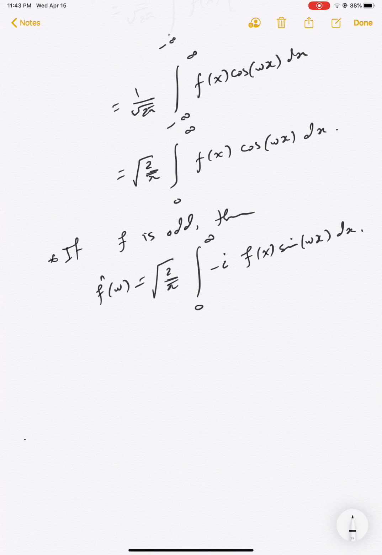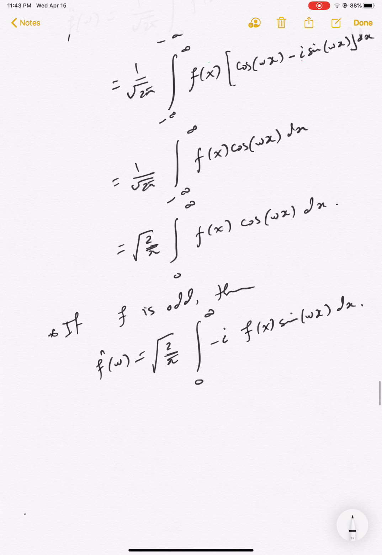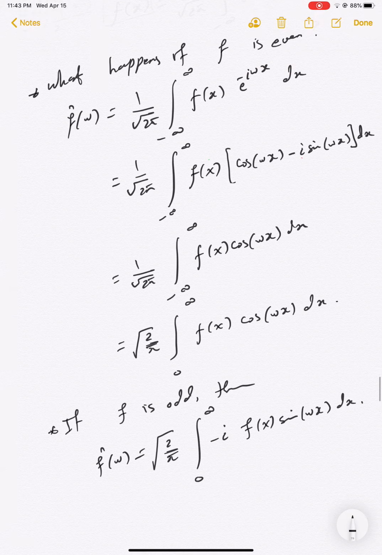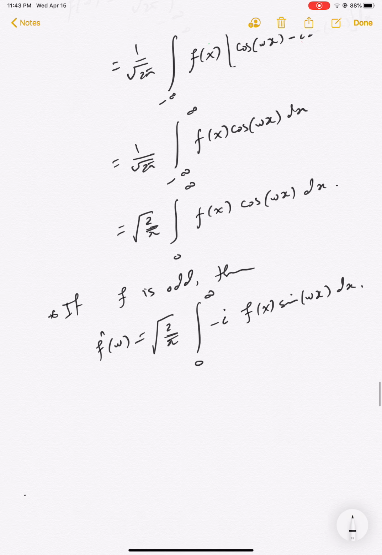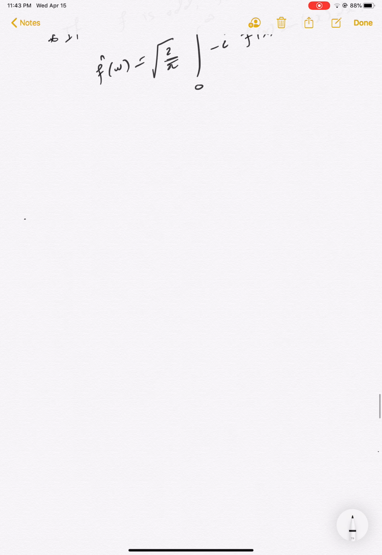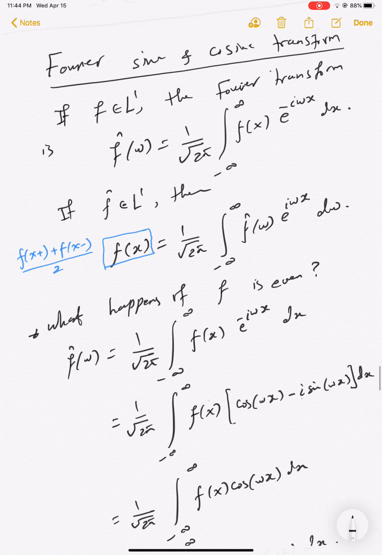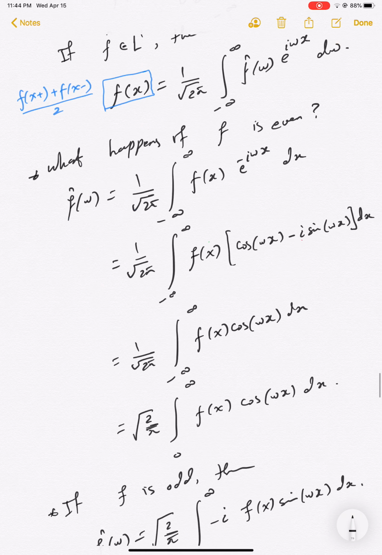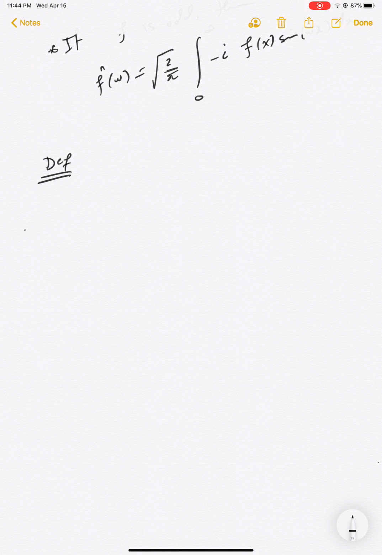Remember, all the time we can play with the constants, so we don't like seeing the negative i. And this argument here, what you're seeing now on the screen, the even and odd cases, this is the trigger and the motivation behind the definition of our title. Our title was the Fourier sine and cosine transform. So now I'm going to write the definitions.